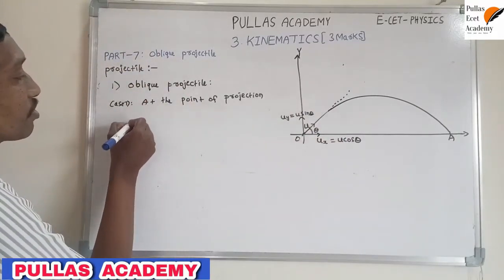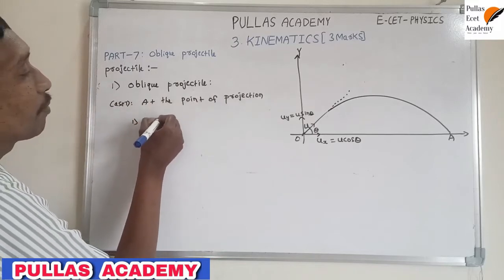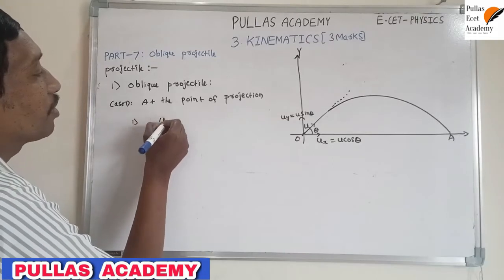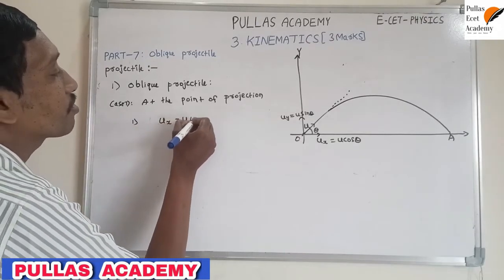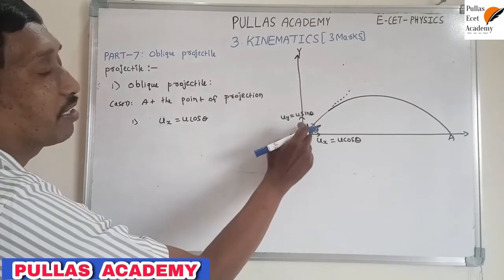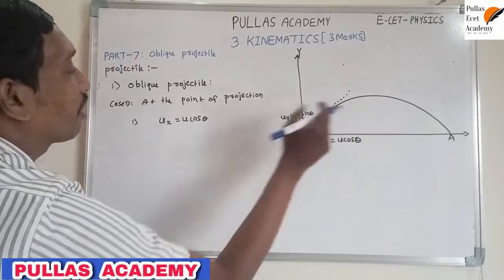So at the point of projection, the horizontal component of initial velocity is simply denoted by ux. ux is equal to u cos theta. This is one of the components, a part of the vector. Of this velocity u, one part of the vector is u cos theta acting along the x-axis.